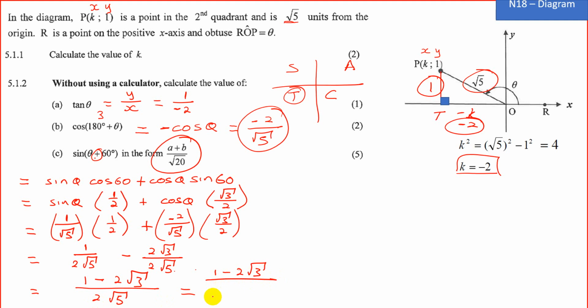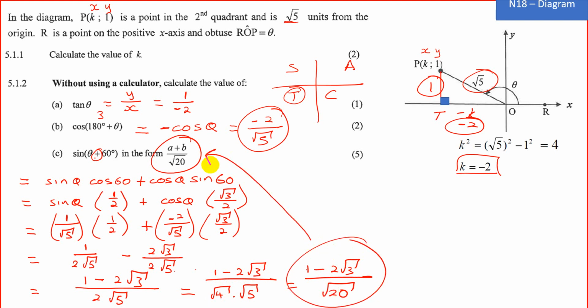So we can rewrite 2 as root 4 times root 5, which is the same thing as saying 1 minus 2 root 3, and root 4 times root 5 is root 20. And we get the form that they wanted. Okay. There's one more question on this one.